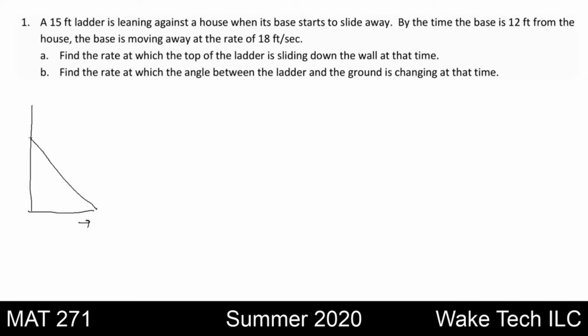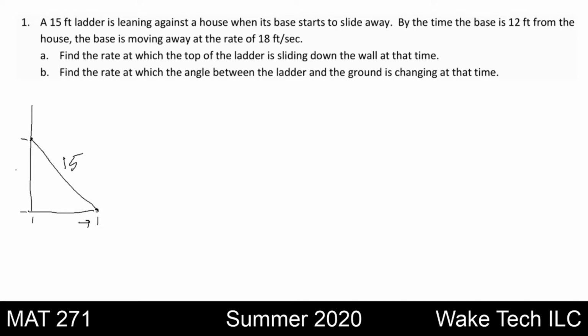The ladder is 15 feet, so the distance from here to here, in other words, the hypotenuse of this right triangle I've just drawn, is 15 feet. That number's not changing. The ladder isn't going to shrink or expand at any point during its sliding away from the house. However, this distance right here, its height along the house, and this distance right here, the width of the base, the distance of the base from the base of the house, is changing.